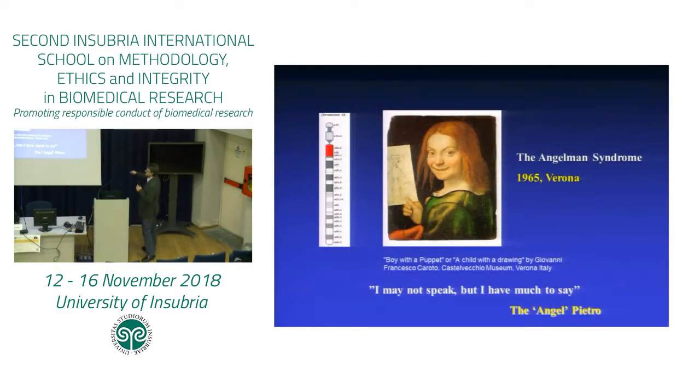A few years ago, that's just to say, case reports are very important. Please remember, HIV was discovered by a case series in Philadelphia. And Angelman, Sir Angelman, was a pediatrician. He came to Verona in 1965, one year before, and looking at a painting in the museum, a boy with a puppet, he said, oh, I have three children. They are very similar. And for the first time he described what was later defined as Angelman syndrome, mainly a deletion of chromosome 15. That's unbelievable. But research is also based on observation.